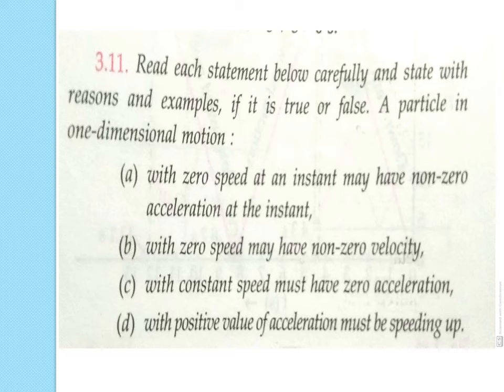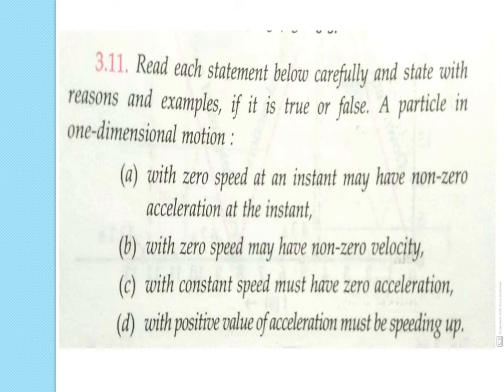The next is, an object moves with constant speed but has zero acceleration. Is it possible? Yes. When a particle moves with constant speed in the same direction, neither the magnitude nor the direction changes. In that situation, the speed and velocity are equal. When speed and velocity are equal and velocity is constant, then the acceleration is 0. So the third statement is true.